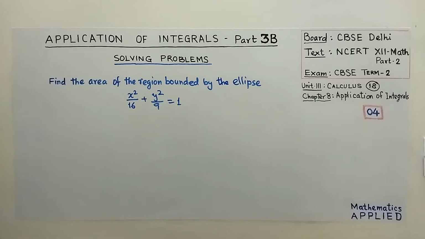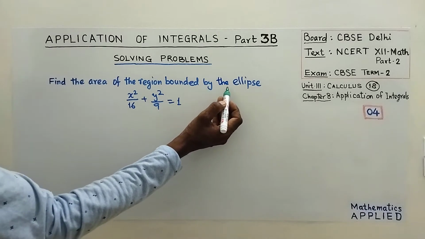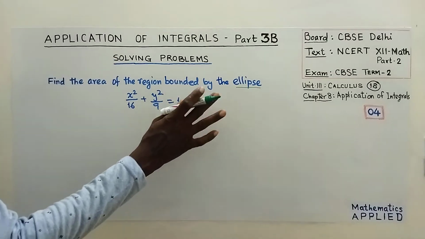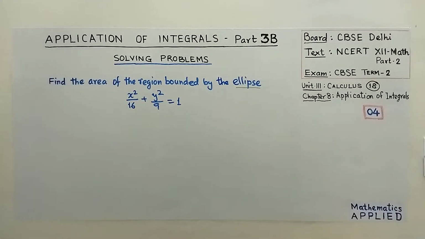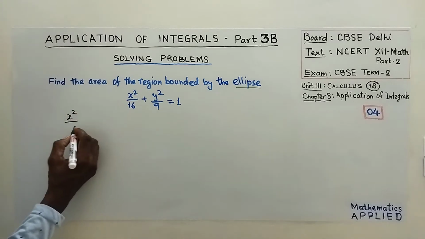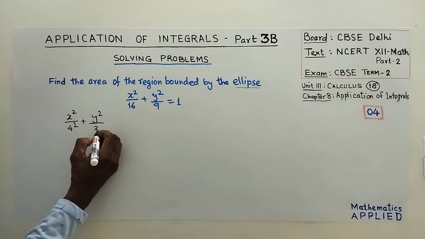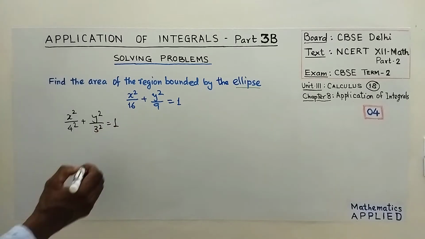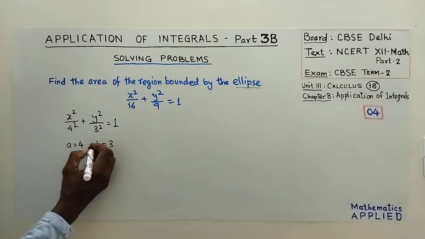Find the area of the region bounded by the ellipse x square by 16 plus y square by 9 equals 1. So I'll rewrite the equation because they have given the name ellipse. So you need not panic. Now you know that this is an ellipse. So you just rewrite the equation in the standard format. So this is 16 means 4 square plus y square by 3 square equals 1. So here I understand that a is equal to 4 and b is equal to 3.